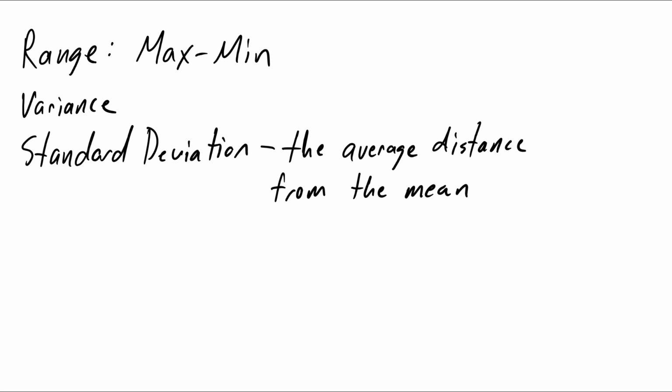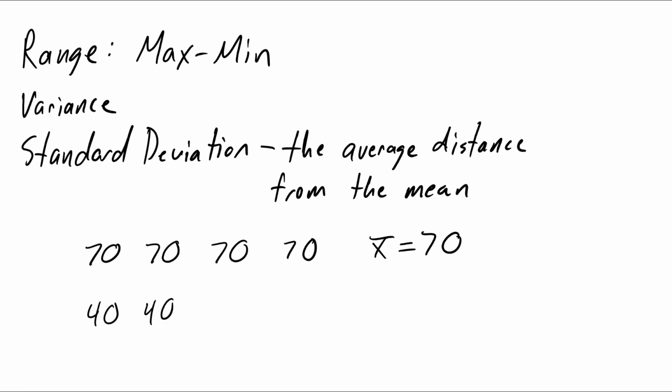So let's say I gave a test to just 4 people. And let's say those scores were 70, 70, 70, and 70. So the average of those scores, which we write as an x-bar, is 70, right? Add those 4 scores up, divide by 4, we get 70. The average distance from the mean is 0, because each of those points is the mean. But I could also give a test. Let's say we got 2 40s and 2 100s.